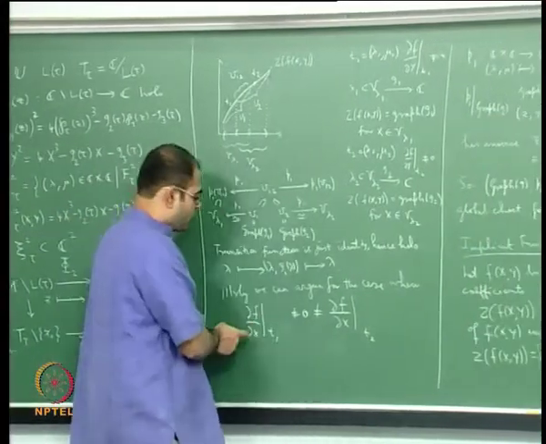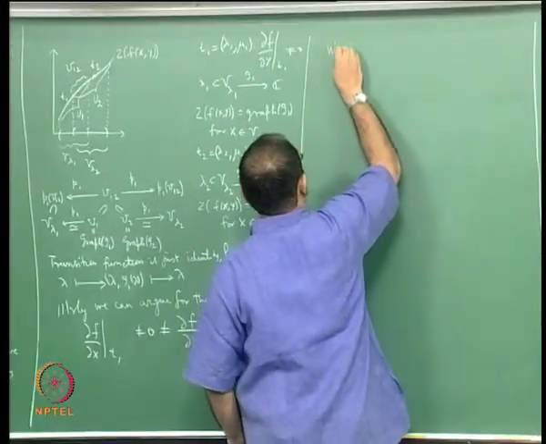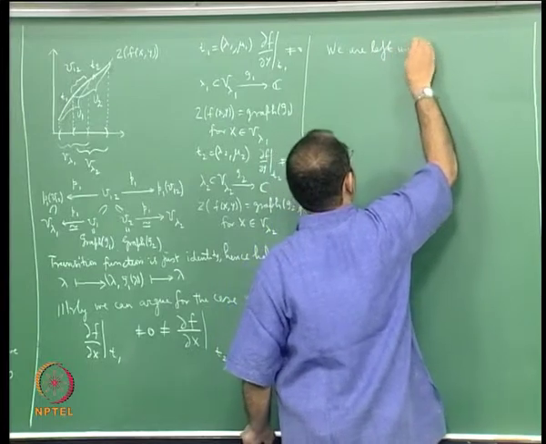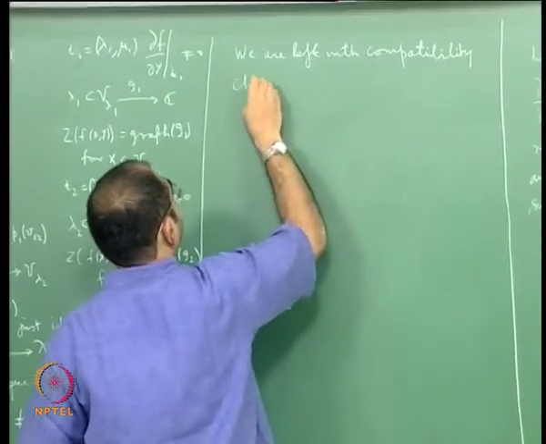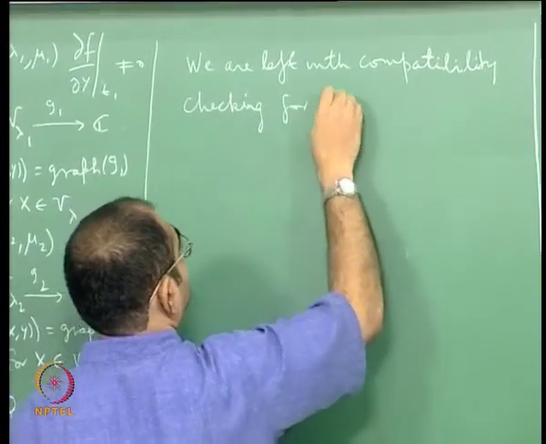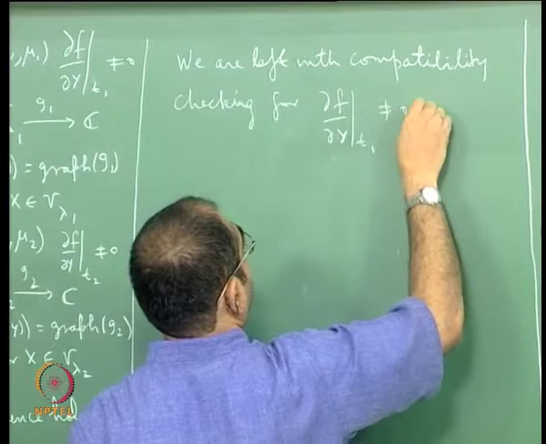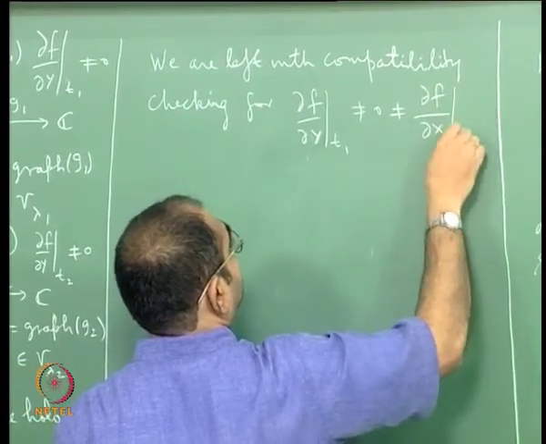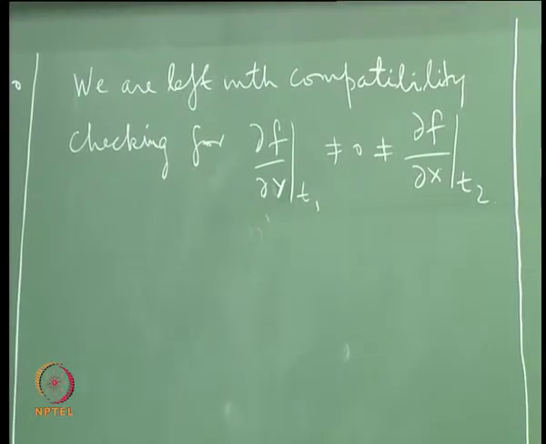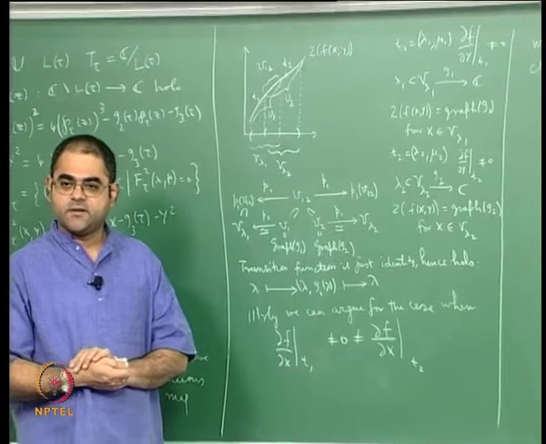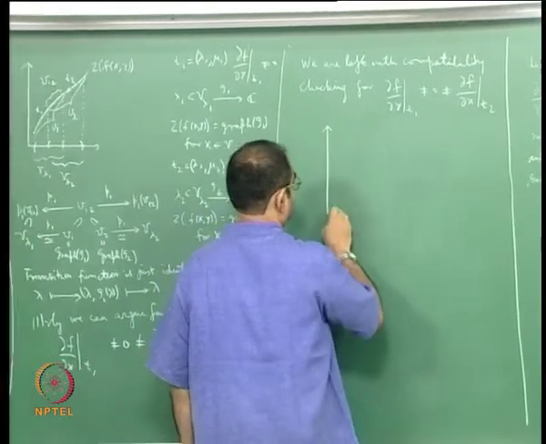So the only case that is left is when one of these is with respect to x and the other is with respect to y, which is also pretty easy. I will write it down. We are left with compatibility checking for dou f by dou y at t1 is not 0 and dou f by dou x at t2 is not 0. So this is the only case you have to check. That means the charts are coming from different projections on different variables. In that case, if I draw the same kind of diagram, you can see it's pretty easy.